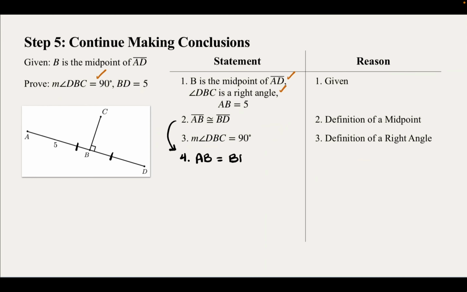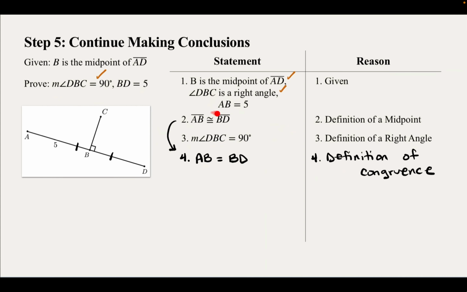So AB equals BD. And that is by the definition of congruence. Because if two things are congruent, that means that their lengths or their measures, if they're angles, are the same. Why do we care about this? Why can't we just jump to AB equals 5? Because there's a difference between this notation and this notation. We want to make sure that our proofs are very, very precise. They have to match up exactly.